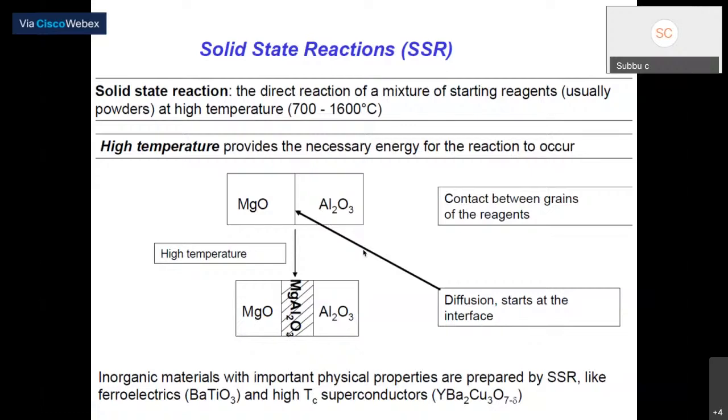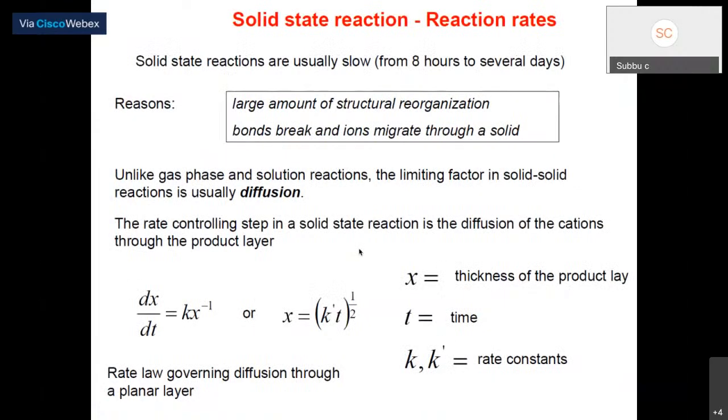So now you are forming a product, and that product takes up the shape of only either magnesium oxide or aluminum oxide. I will tell you a little more detail in the next slide, but then you may ask a question: what is the temperature doing here?